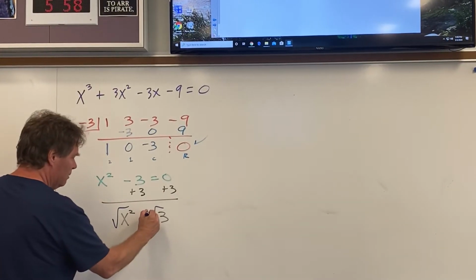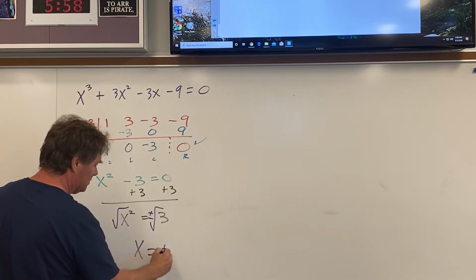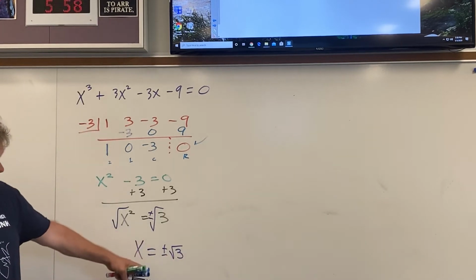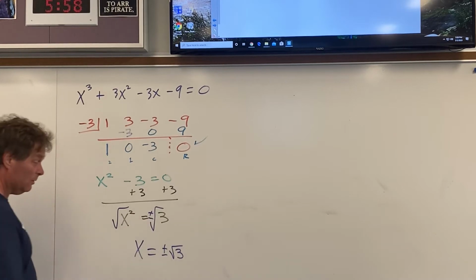That's right, those are minus. Yep. So we get x is plus or minus square root of 3. Don't forget the plus or minus, you guys. That gives you both solutions. If you forget the plus or minus, you don't get the other solution.